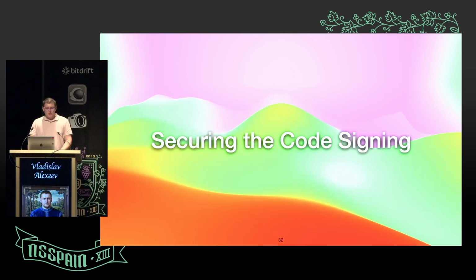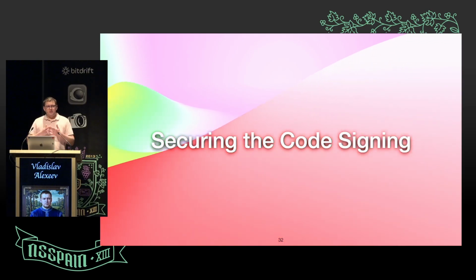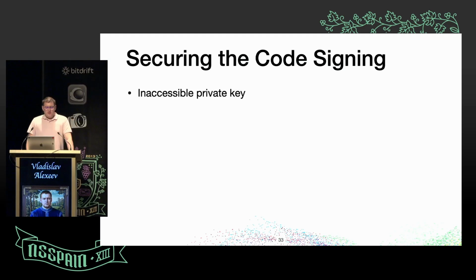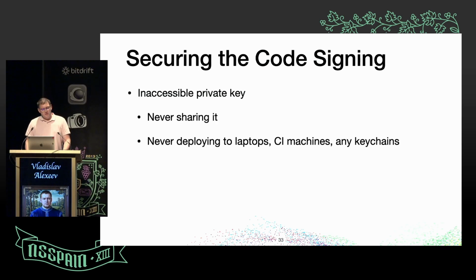That brings us to the question of how can we make everything secure? The goal here is we make the private key inaccessible by all means. Maybe even us, the guardians of private keys, shouldn't have access to it. It means we could never share it. We could never deploy it to any laptop, CI machine, and any keychain whatsoever. Just don't let that happen.